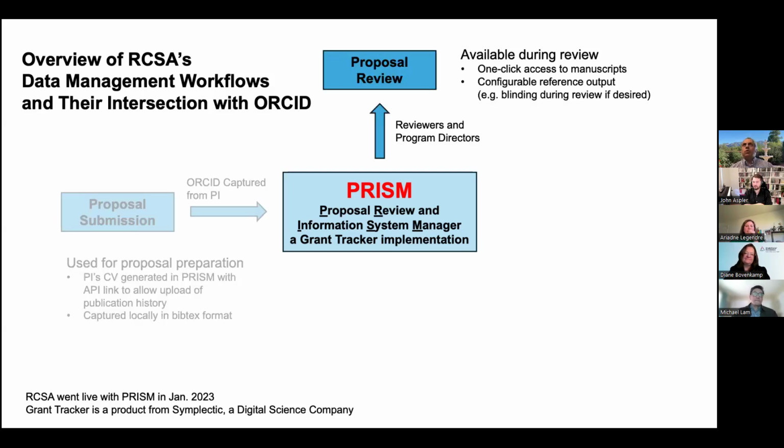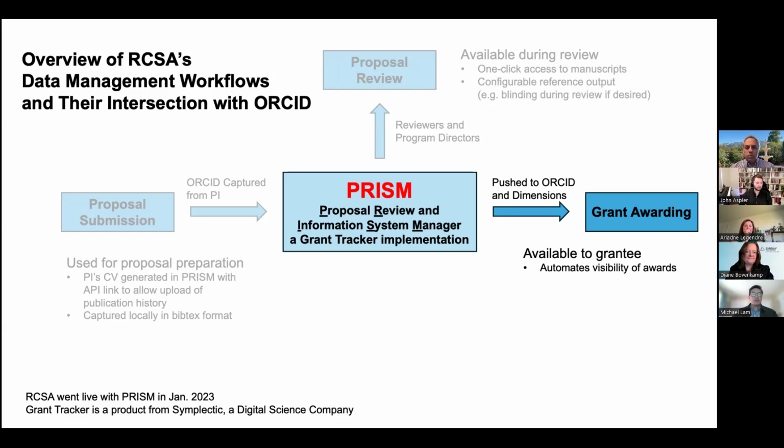We use it in proposal review. This gives us one-click access to DOIs through the system. So a reviewer who wishes to open up a paper during review can do that. And it provides configurable output. So if we want to, for instance, blind the journal, we can show just the DOI. If we want to blind authors, we can redact that information in the process of generating the review paperwork.